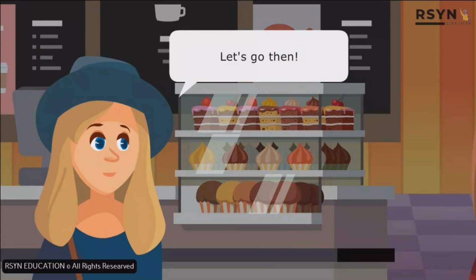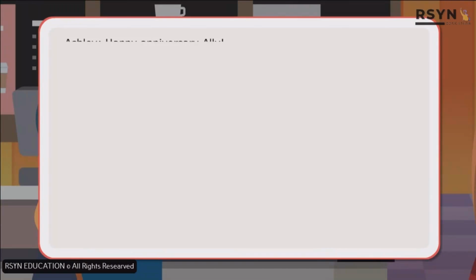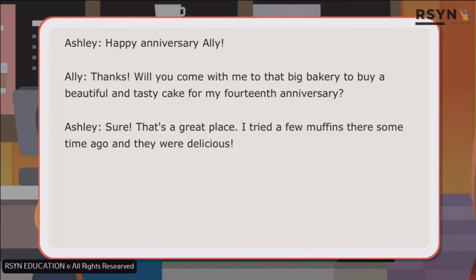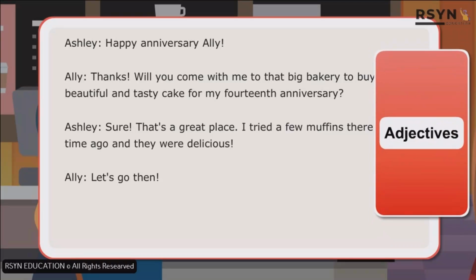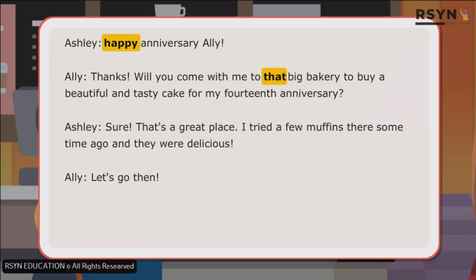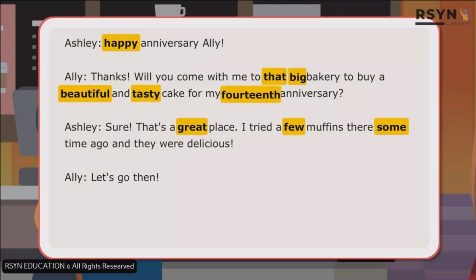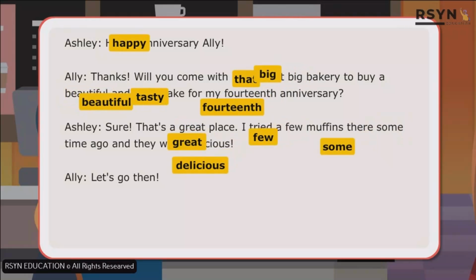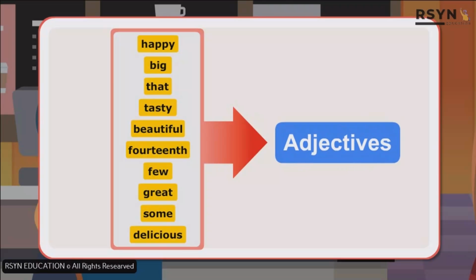Let's go then. In the conversation, Ashley and Ali have used several words that describe and modify the nouns. The words happy, that, big, beautiful, tasty, 14th, great, few, some, delicious are examples of adjectives.